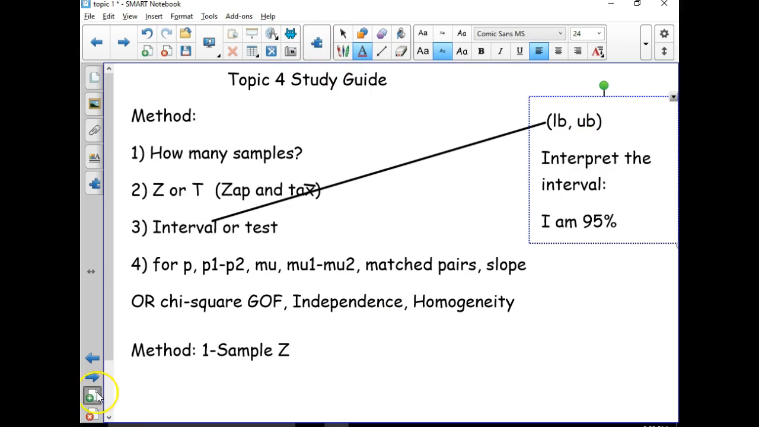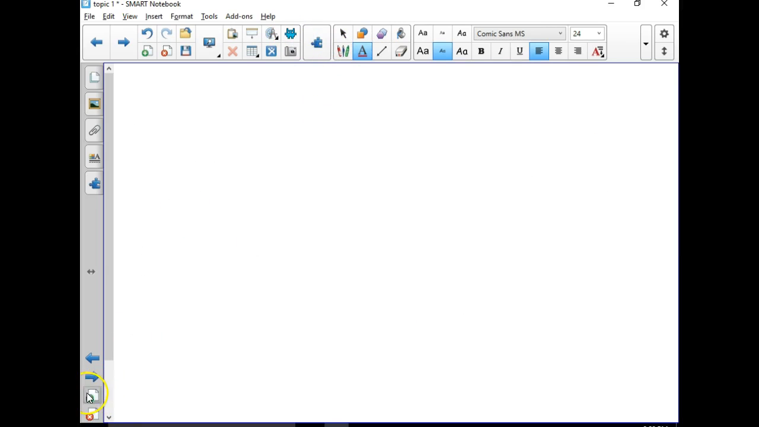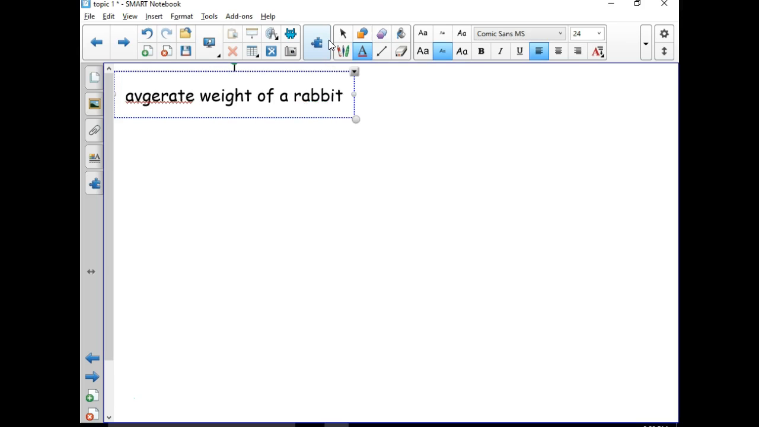So if it just says construct, you can stop there. The reason I say that is because some say interpret the interval. I can give you a more specific example. Let's say we were constructing a 95% confidence interval for the average weight of a rabbit. Do you guys have any idea the average weight of a rabbit? Let's go with 3.5.